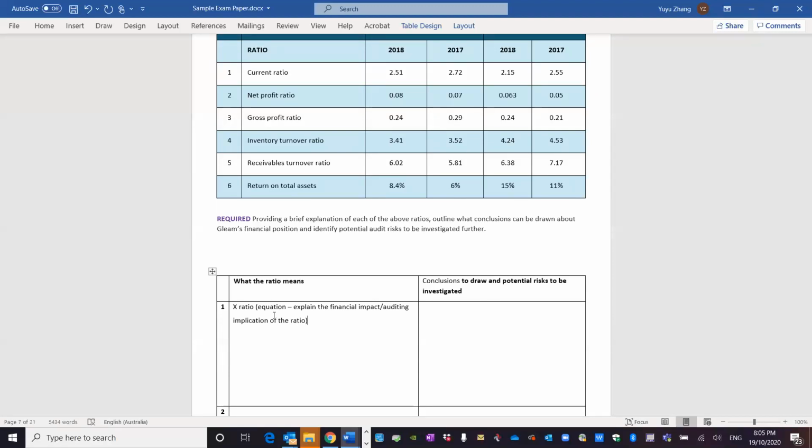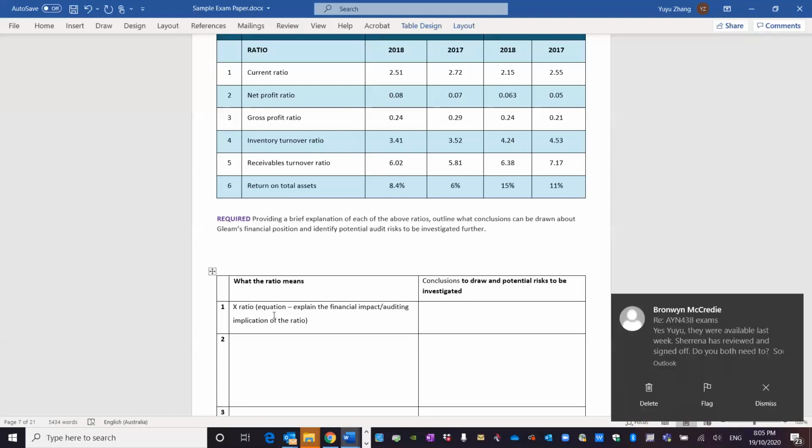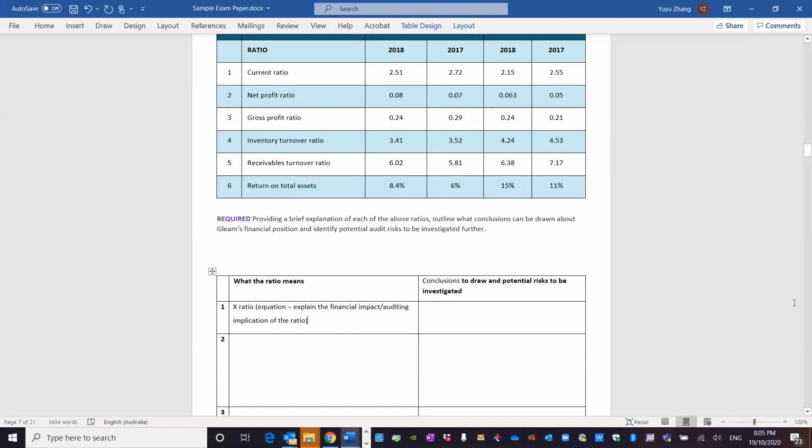Okay. So for example, for the first one, current ratio is current assets over current liabilities. So that is the equation. So what is the implication of this equation? From the financial aspect, you could say this ratio indicates the net working capital position. For non-industry specific criteria, usually the benchmark could be 2, but this ratio could be different in different industries. It indicates the company's ability to meet its current obligations, etc., right?